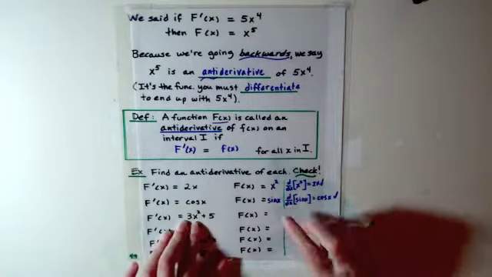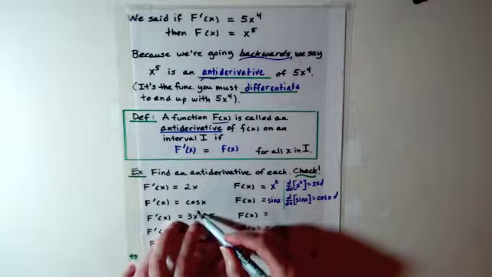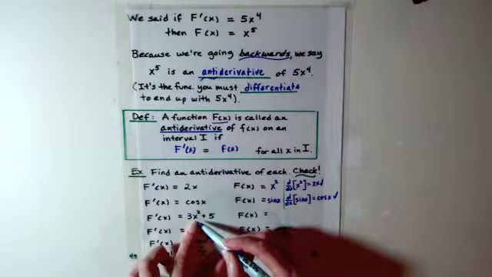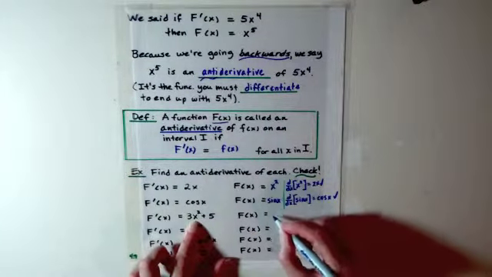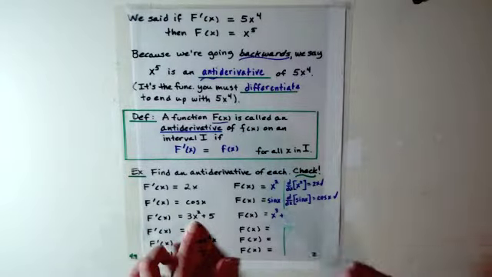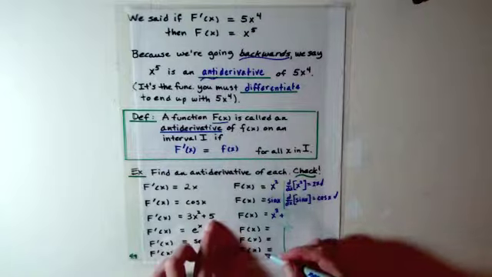So let's see if we can do that. Let me give myself a little bit more room here. The function that I would have to start with so that the derivative would be 3x squared, what would that be? That would be x to the third power. And because we can differentiate term by term, hopefully we can find the antiderivative term by term.